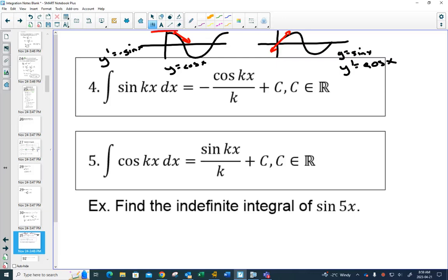So now, if you're working backwards, can you see that going from cos back to sine is going to be positive? And going from sine back to cos, since there was a negative there already, there would still need to be a negative. That one's going to be negative.